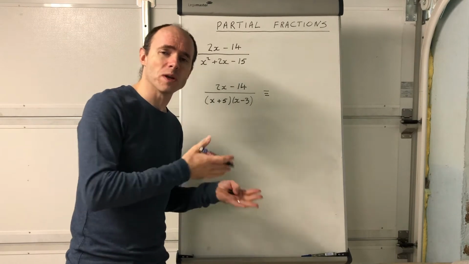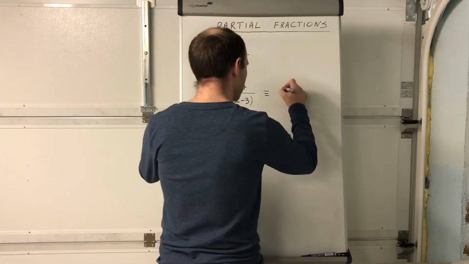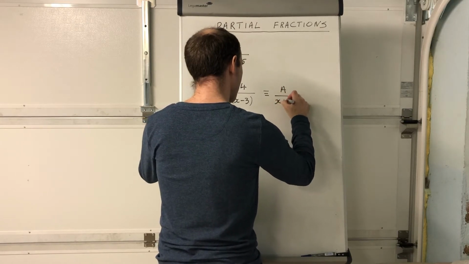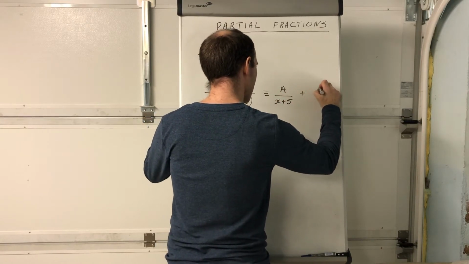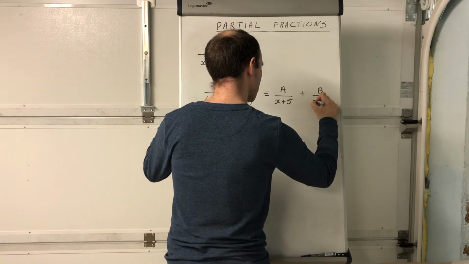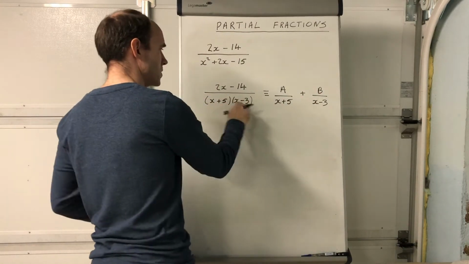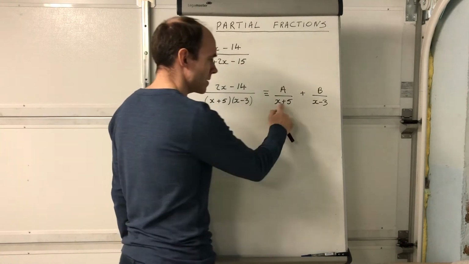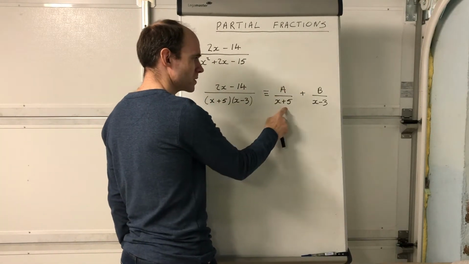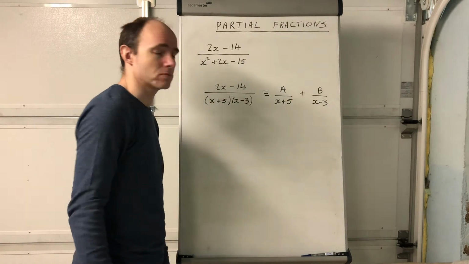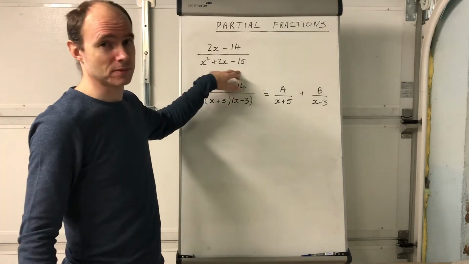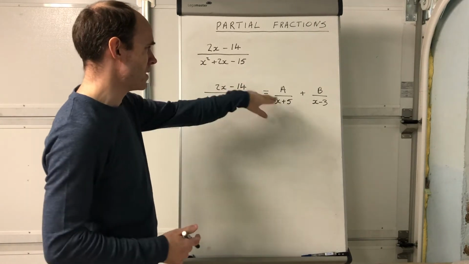Okay, what form will the partial fractions take? Well, hopefully, having seen my first video, you'll know it's going to be A over x plus 5, plus B over x minus 3. Okay, because you see the two different factors on the denominator there, so the sum of the two fractions has got to be something over x plus 5 and something over x minus 3. Okay, and that's why you need to factorise first. So you can see how to split up the partial fractions.